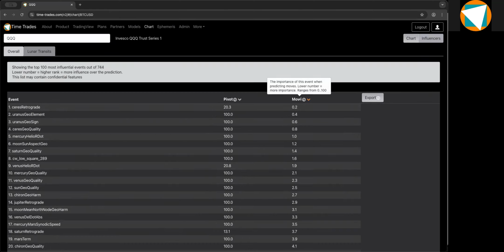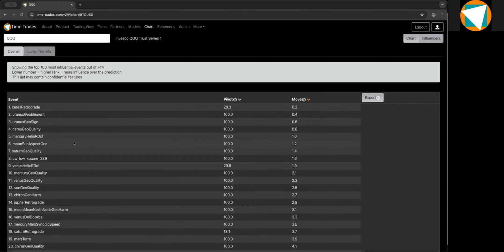And you can also click on the moves, and then you get a sorted list of what events contribute the most to a 2 standard deviation move. And you can see here Ceres retrograde is a major contributor, as well as aspects of Uranus, whether Uranus or the geocentric element of the sign that Uranus is in, the actual sign that Uranus is in. These all are major contributors to the moves, and you can see the full list there.